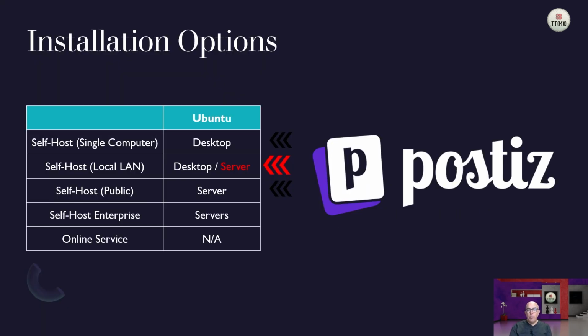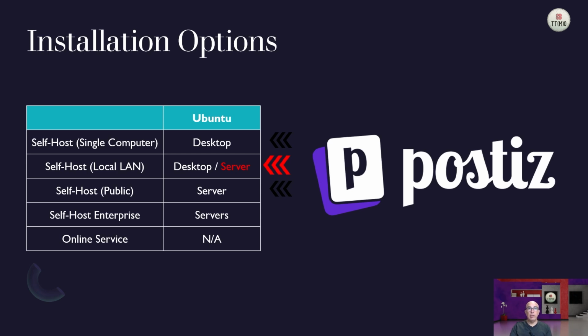Here we have the options you can operate Postiz from. The last option, online service, is a service where you're using the servers of someone else and is beyond the scope of our discussion. The other four options are all self-hosted. The first option, self-hosting single computer, means that you have a dedicated computer, you log into that, you call up Postiz from that computer, and you do all the magic direct. In this particular case, the best choice of Ubuntu would be desktop, because you have the GUI and you have productivity tools that you can use.